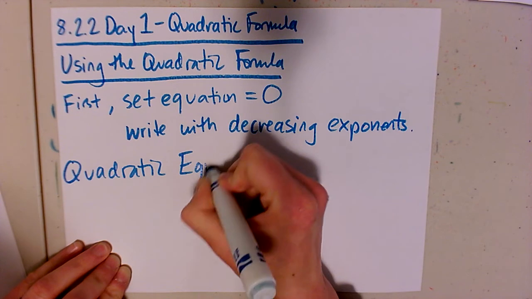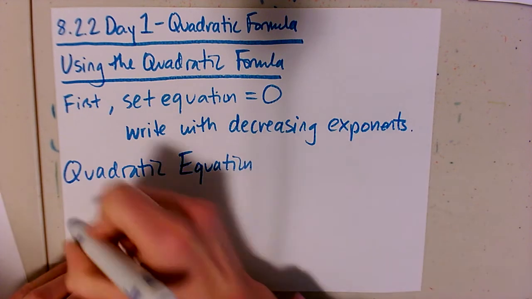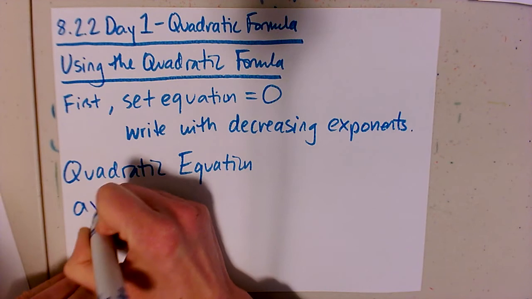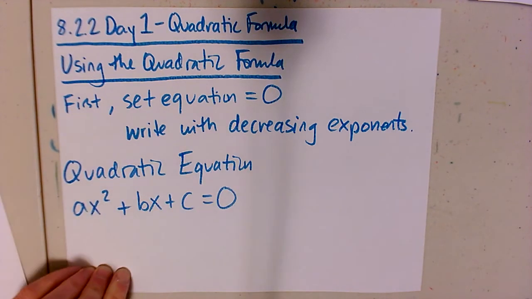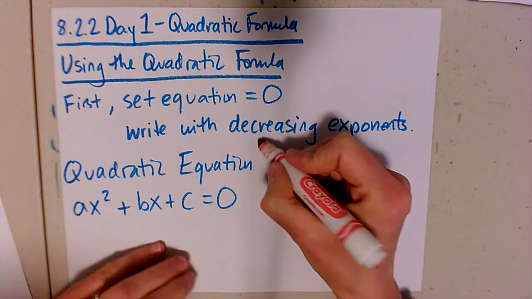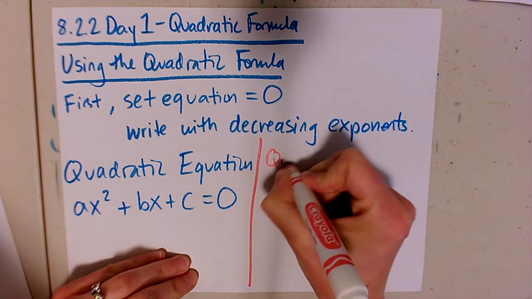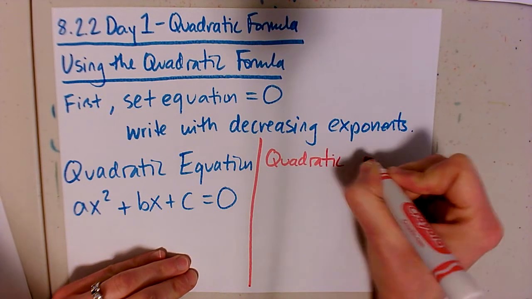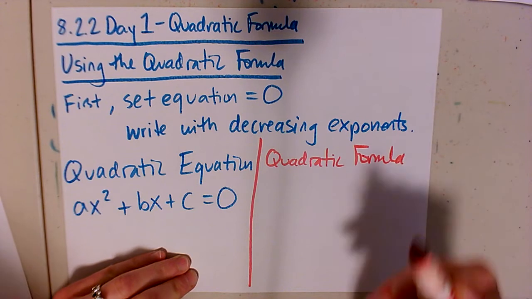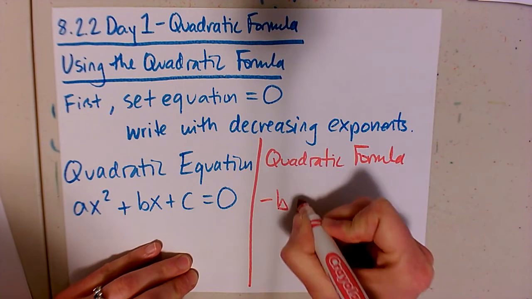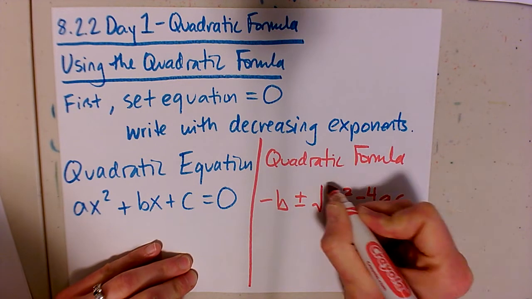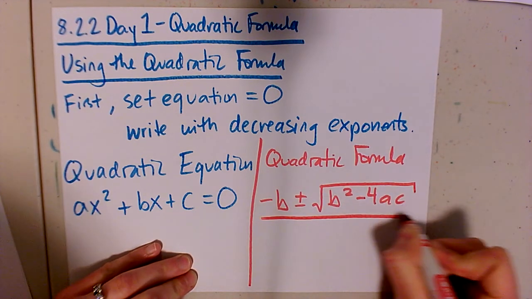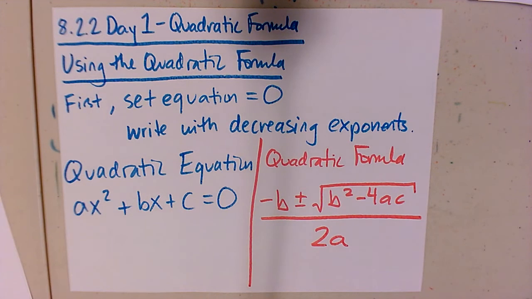Remember, an example of a quadratic equation is ax squared plus bx plus c equals 0. And the formula to solve that is going to be negative b plus or minus the square root of b squared minus 4ac all over 2a.